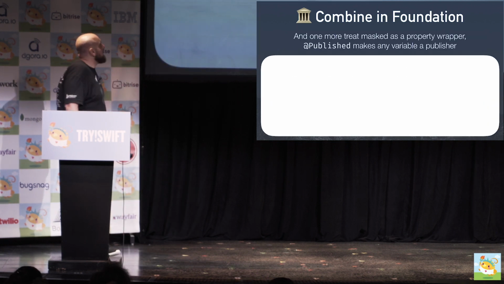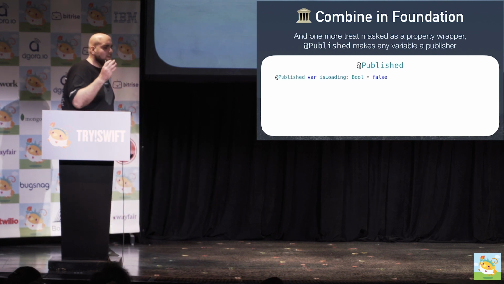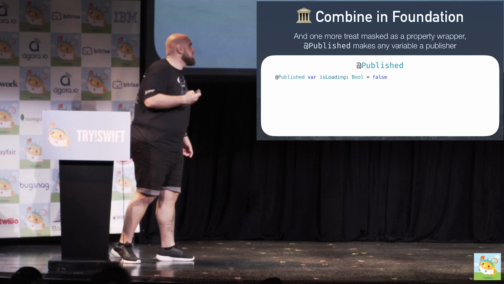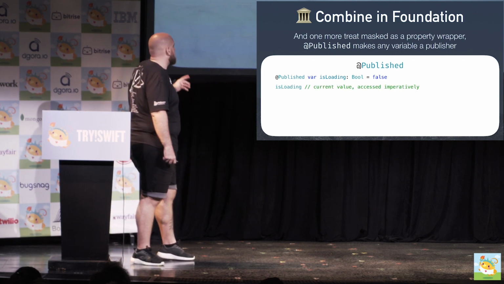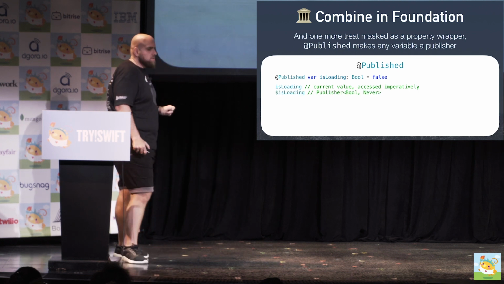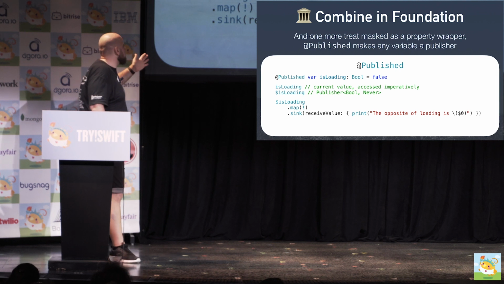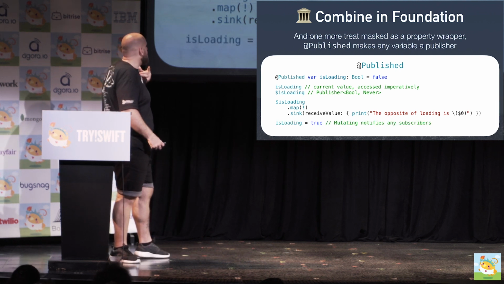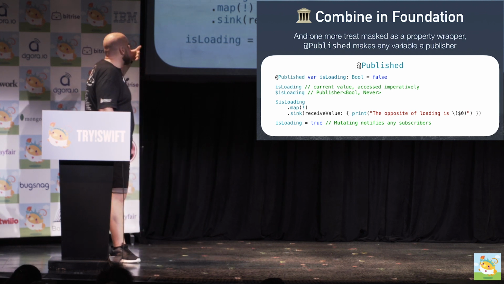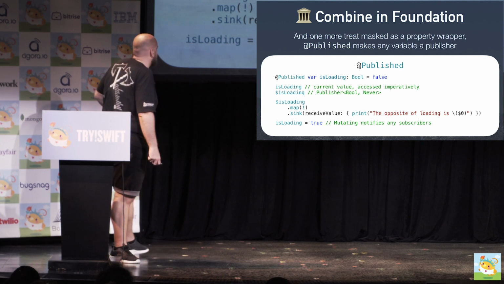One final treat is the property wrapper we have, @Published. That makes any property you want a publisher itself. You can use it just like a regular imperative property variable, but once you use the $ syntax, it becomes a publisher. And you can subscribe to it just like any other publisher you have. And you can even mutate it directly like you would any other property, and it would emit to any existing subscriber. So it's really, really useful and powerful.